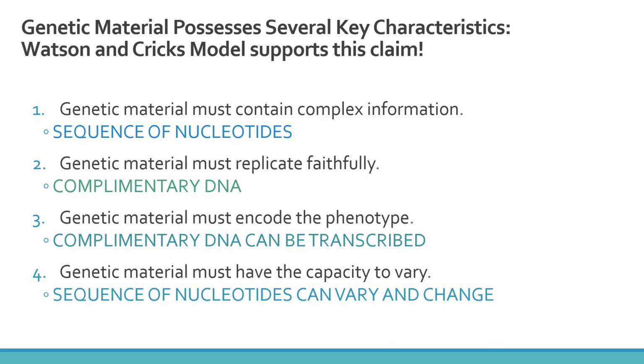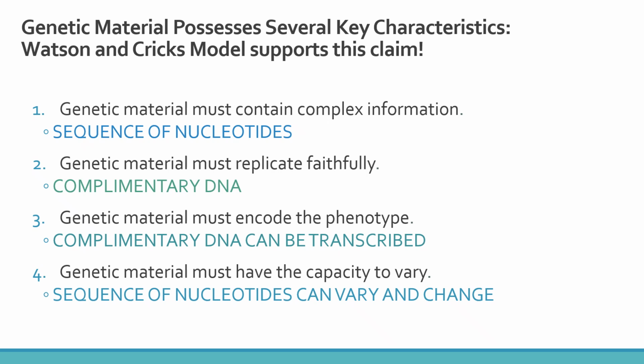All right, so just a quick recap. At the beginning of our first lecture video, we said that genetic material has 4 characteristics. It has to contain complex information, has to be able to replicate, has to produce a physical characteristic, and it has to be able to change. Once Watson and Crick determined the structure of this DNA molecule, they were able to support and explain all of these characteristics that DNA has to contain.